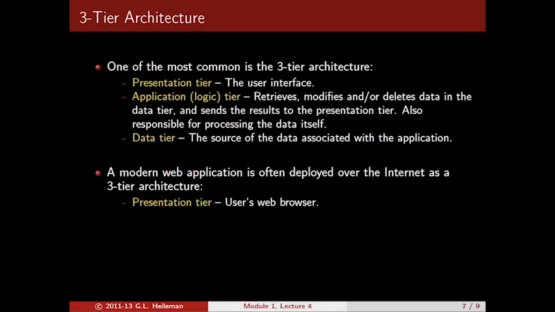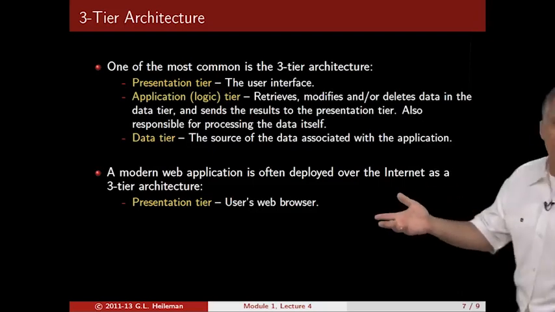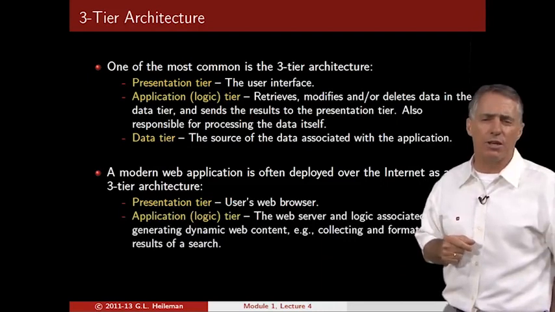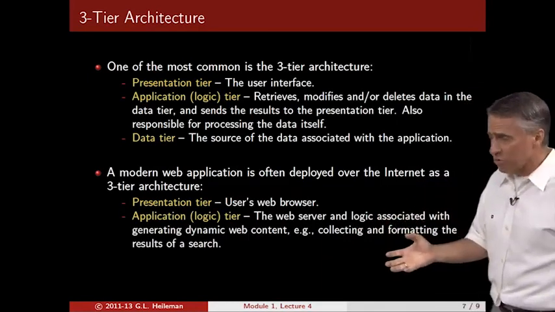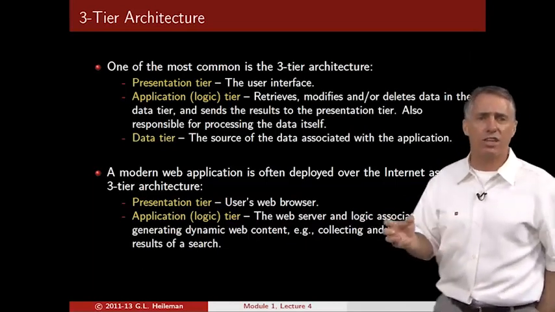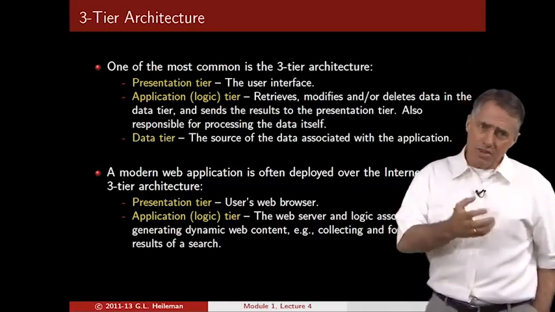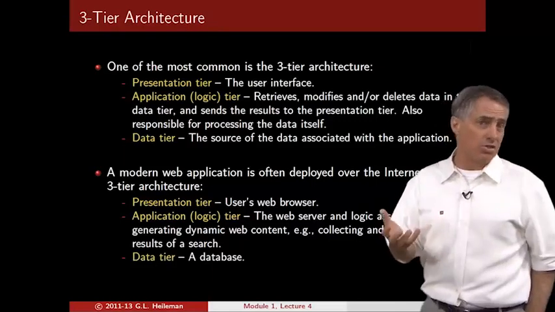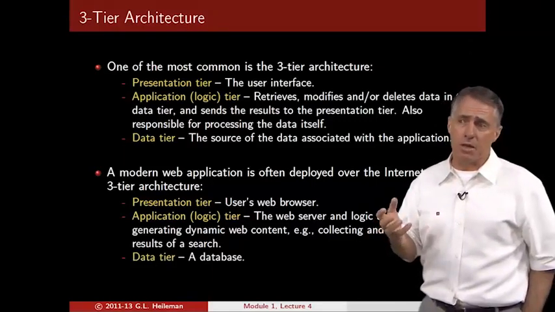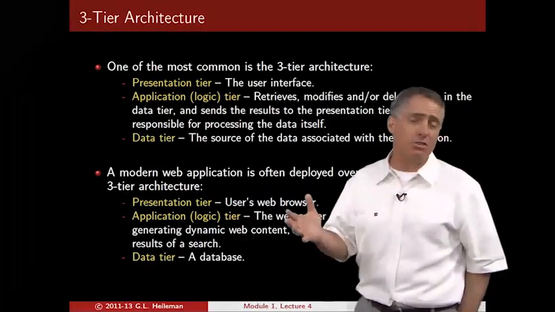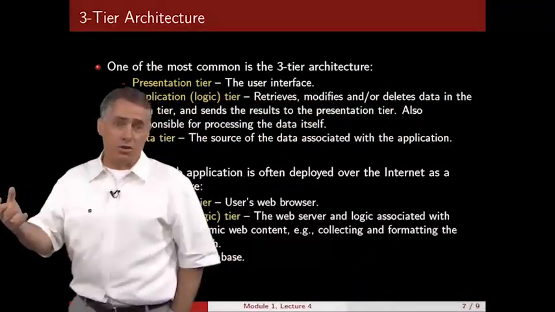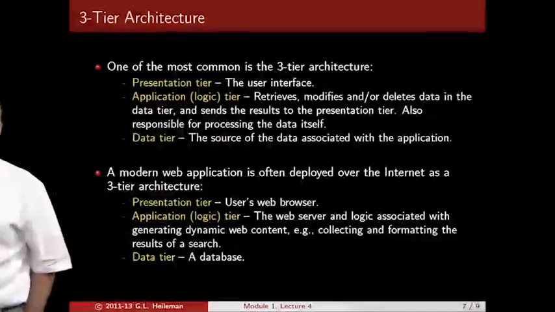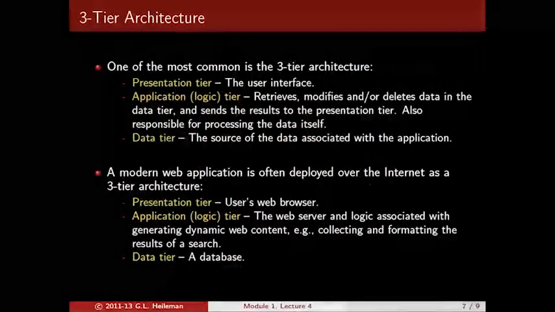Now, in a modern web application that's deployed over the internet, the three-tier architecture, the presentation tier is the user's web browser. The application tier, we're going to spend a lot of time focusing on that. This is the web server and the logic that's associated with retrieving information from the data tier, which in our case, in many of the applications we're going to build, it's going to be a database. And so the application tier involves retrieving data from that database, operating on it, and providing it to the presentation tier.